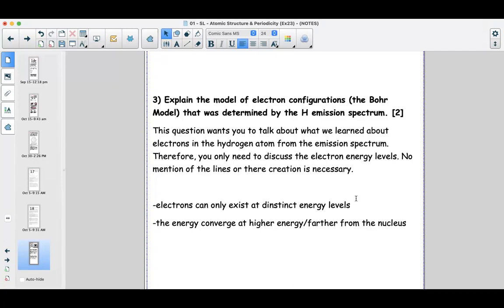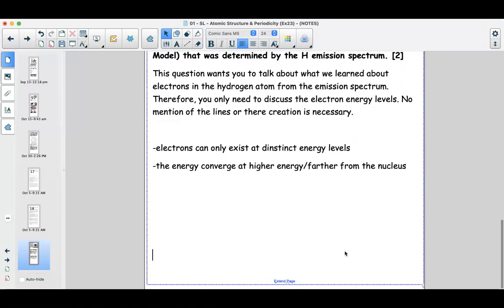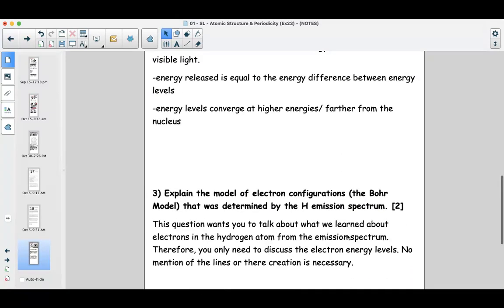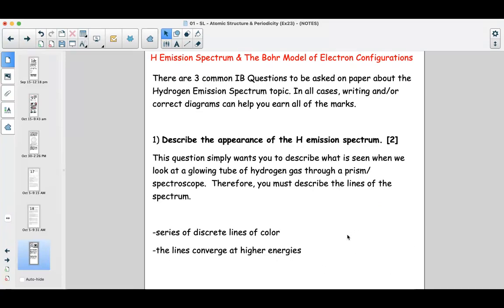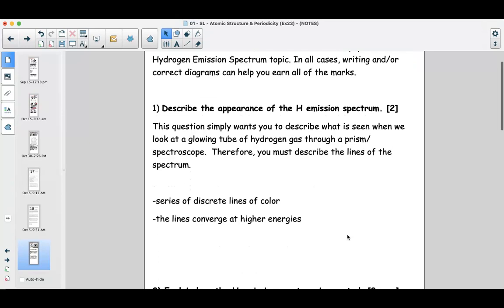Now, you could say other things we learned, like that electrons can absorb energy and jump up, and they can drop back down and release energy. But this just wants to know about electrons in a normal atom around a nucleus. What the Bohr model says is that electrons can exist at certain energy levels, and those energy levels are farther apart near the nucleus and closer together when we get far from the nucleus. That's it. So it's actually a really simple question to answer. But you can see, because there are 3 different typical questions on this topic, you have to read really carefully for what the question is actually asking you to answer, and then answer accordingly.